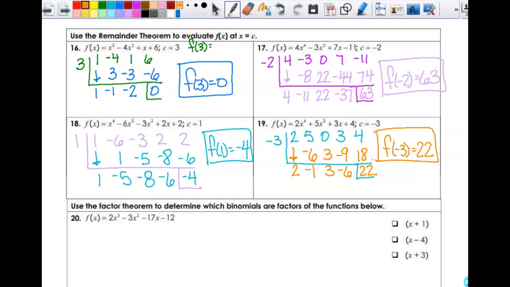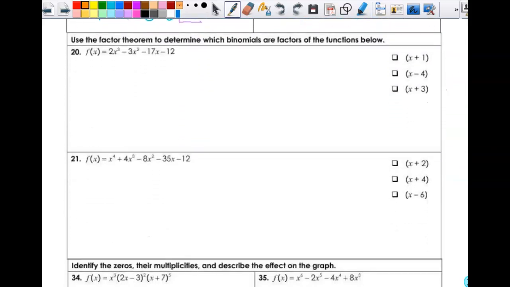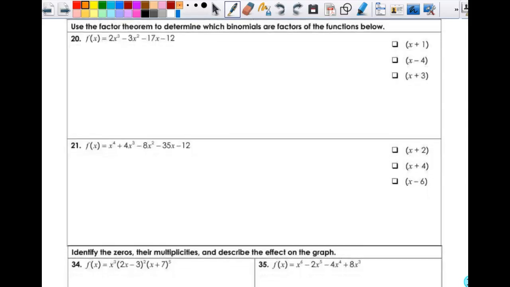All right, so then it says use the factor theorem to determine which binomials are factors of the functions below. So remember, if it is a factor, then my remainder is 0 when I do synthetic division. So I'm going to start with that x plus 1, which means I'd have a negative 1 on the outside. On the inside, I would have 2, negative 3, negative 17, and negative 12.